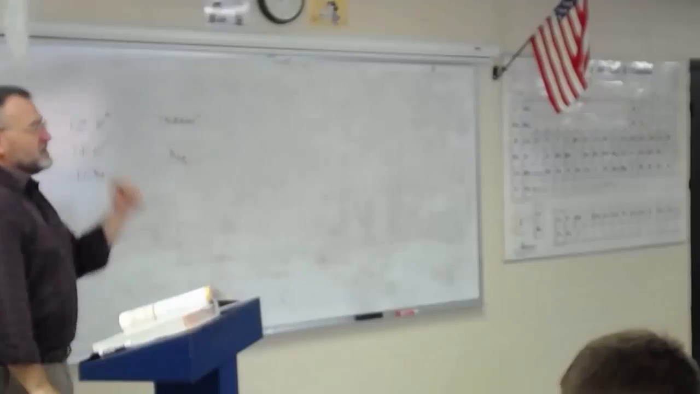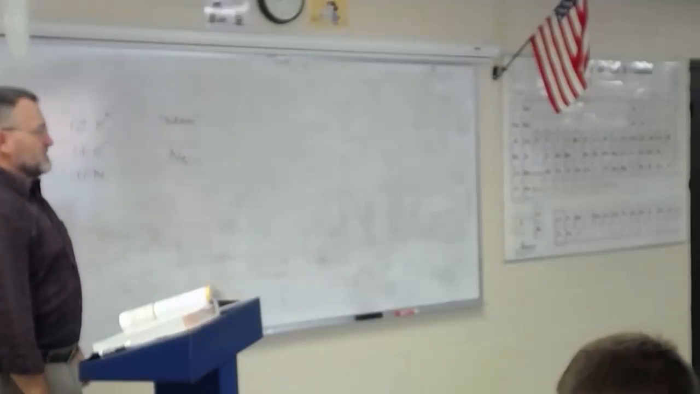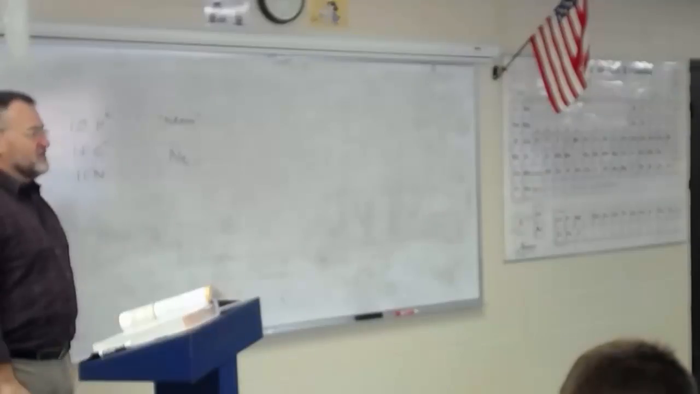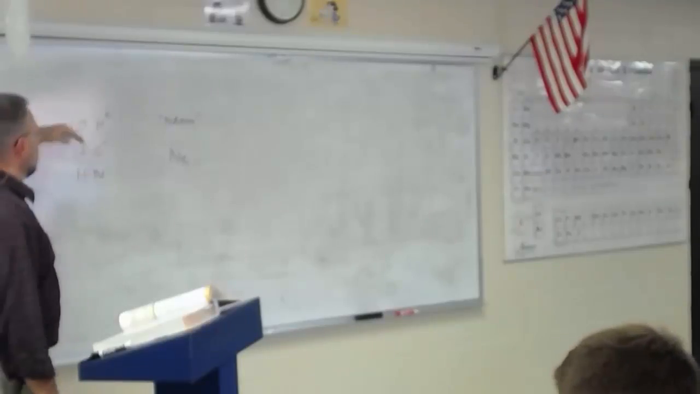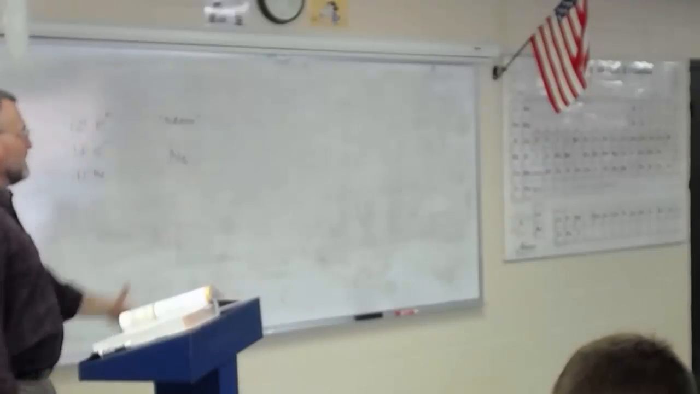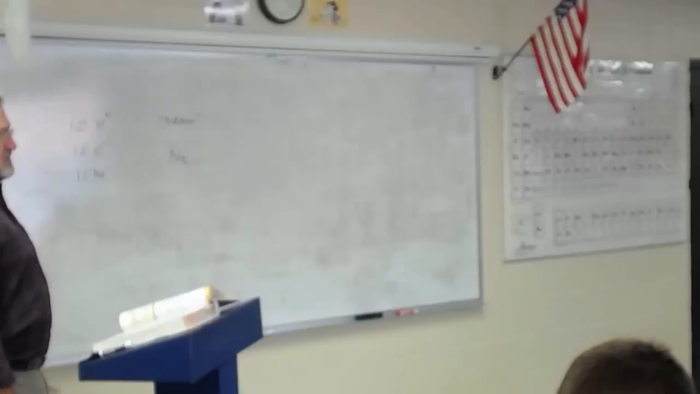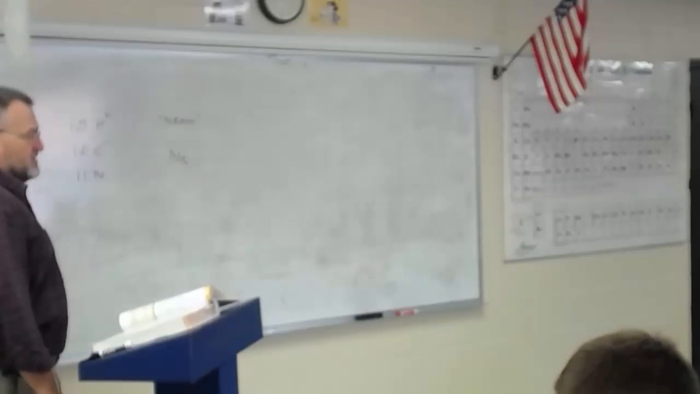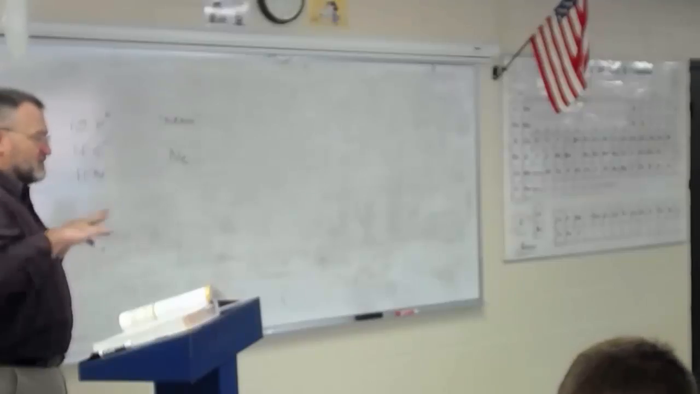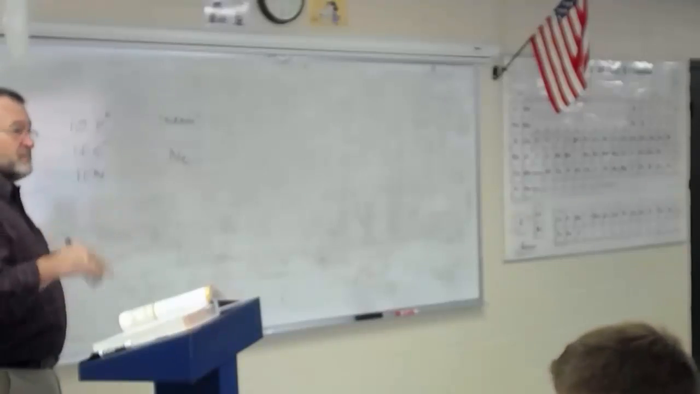How do I know that this is neon? It has 10 protons. If it doesn't have 10 protons, it's something else. It is whatever the number of protons says it is. This has to be neon. Why? It has 10 protons. Neon's the only thing that has 10 protons, and anything that has 10 protons is neon. Okay? That's the first part. That's done. Second part we can consider now.